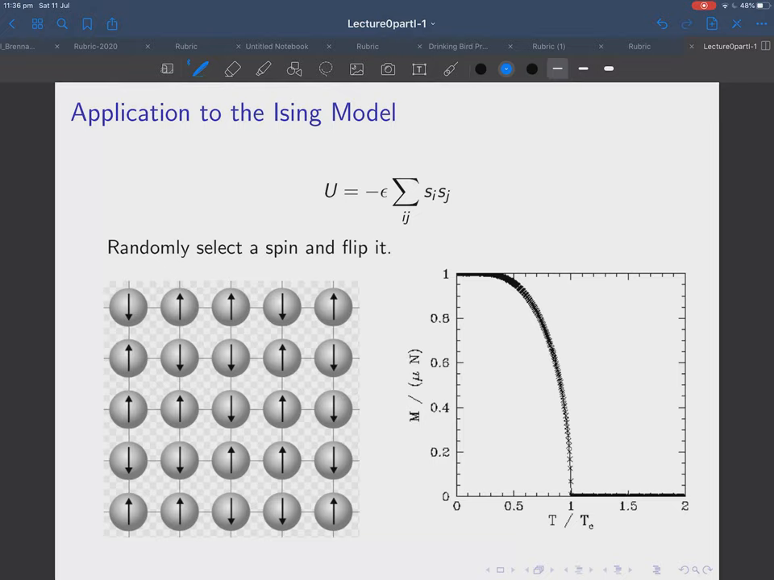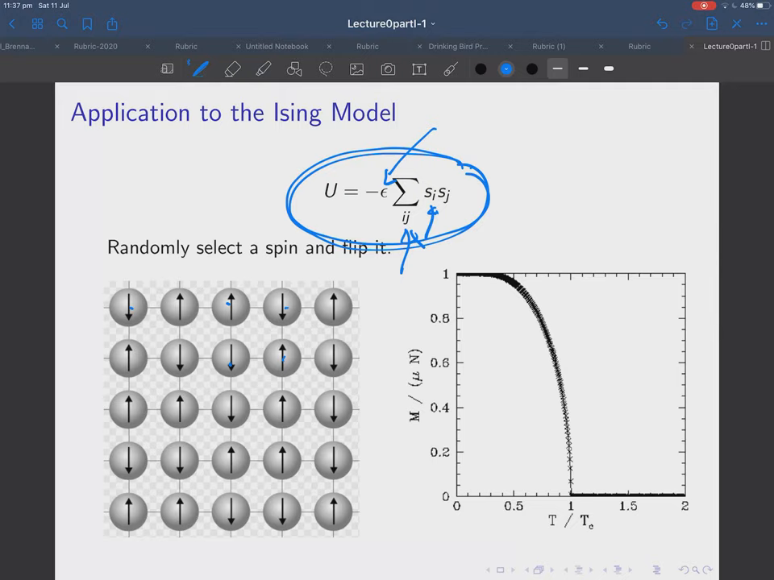Let's do an application of this, some data from a typical, very simple kind of Metropolis algorithm. Here's the Ising model, which we'll study later on. It consists of a series of spins, in two dimensions or three dimensions or n dimensions, interacting with their neighbors. S_i is the spin of one of them, S_j is the spin of another one, and this is a sum maybe over nearest neighbors. You select a spin and flip it. This is the Hamiltonian you're going to be using, basically. Depending on whether the sign here is positive or negative determines whether they want to align or anti-align.